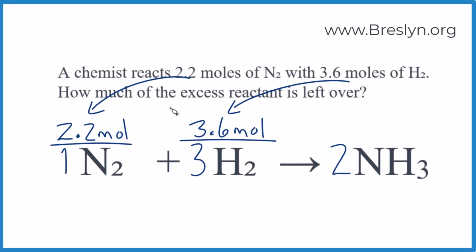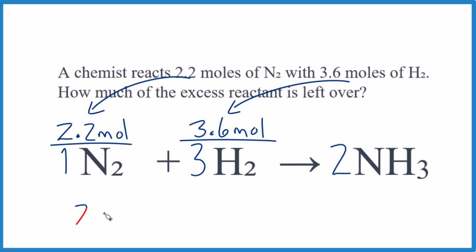So we have a limiting reactant problem here where we start with a certain number of moles for each of the reactants, but we want to know how much of the excess reactant is left over. First thing we do, find the limiting reactant. That's going to really determine how much of that excess reactant we use. So here's how we do it.